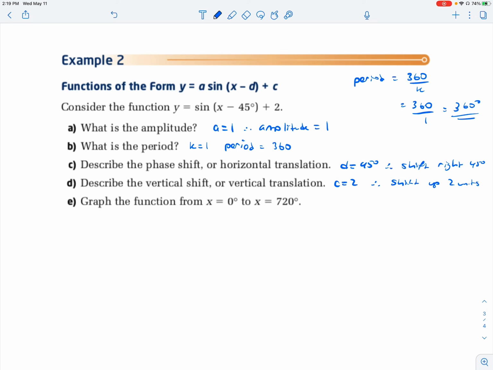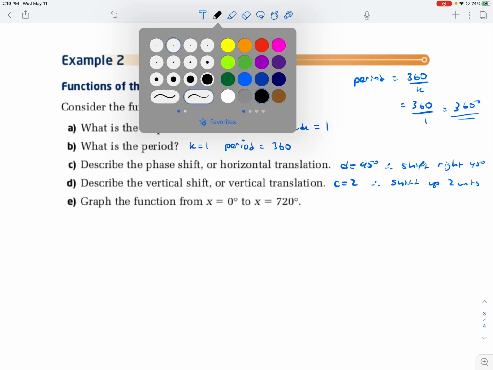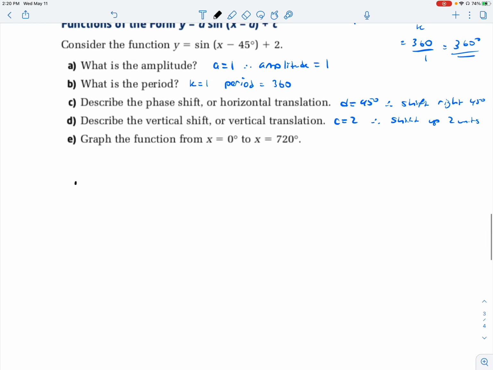Now we just get to graph the function from 0 to 720. So let's go ahead and draw our axes here. I'll mark off 720.